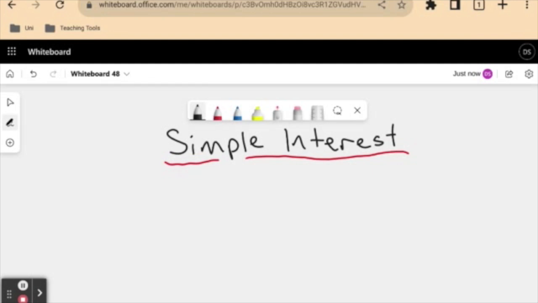So we're going to talk about simple interest, and interest is essentially just money that accumulates when we invest in something. So when you invest in an investment with your bank and then that accumulates interest, you get more money on that account. Or sometimes if you borrow money with a loan, then the bank charges you interest. So you kind of have to pay more.